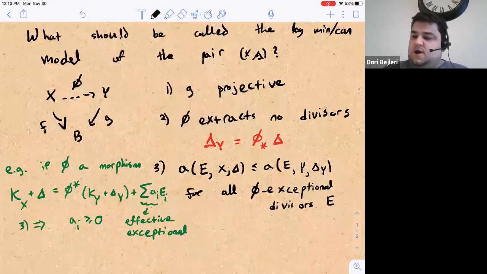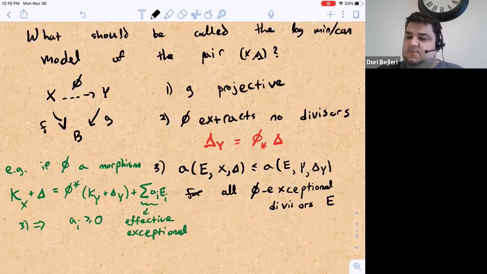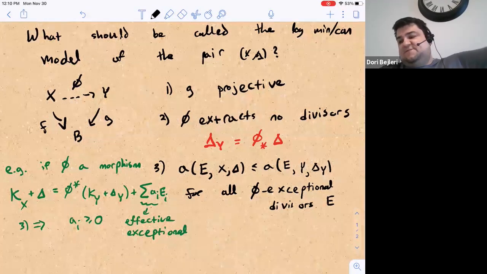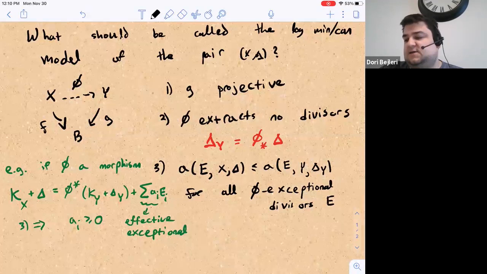But now we can actually hope for even more than 3, because last class we saw that if you have an exceptional divisor, or if you just have a divisor lying over X, that's in the locus where phi is not an isomorphism, then the discrepancies actually get strictly better when phi is a flip.